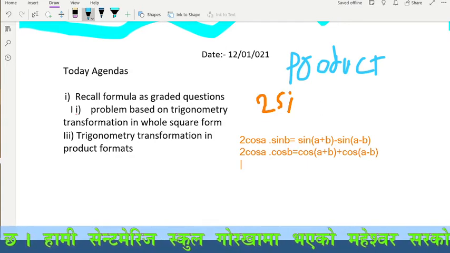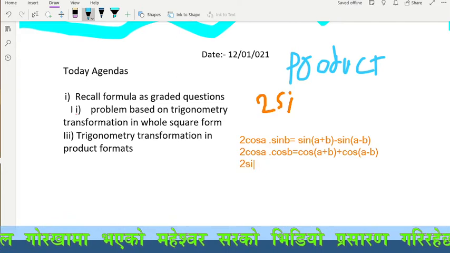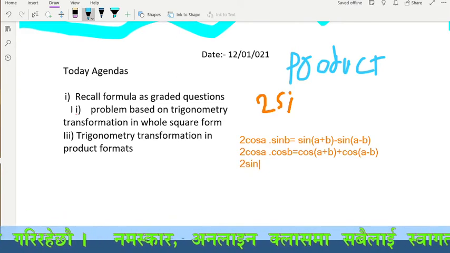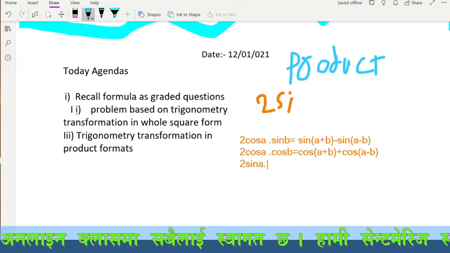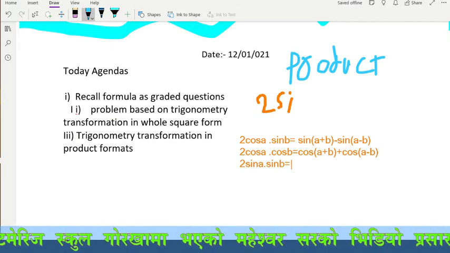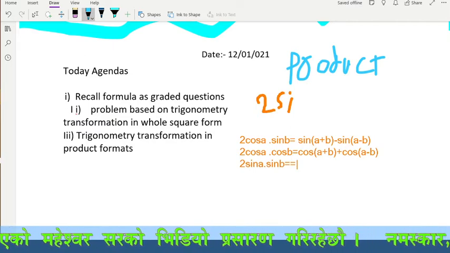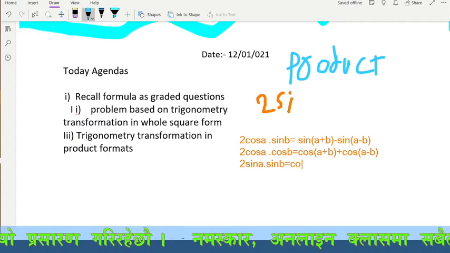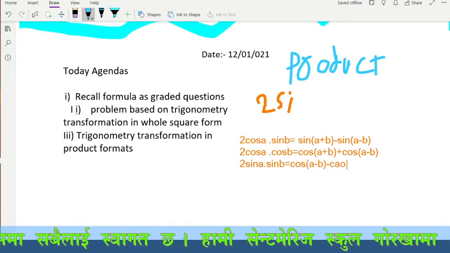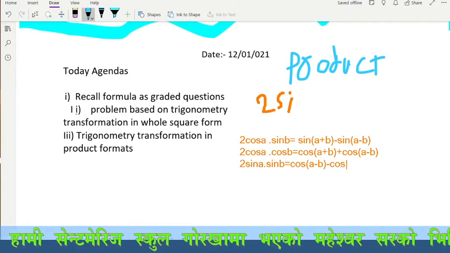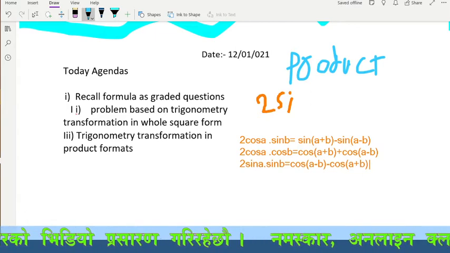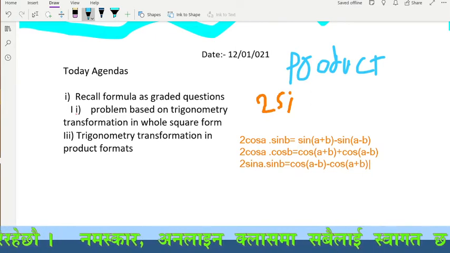Then we have read another one, 2 sin a dot sin b. What have we read there? Cos a minus b minus cos a plus b. So this is our formula of product to addition and subtraction format.